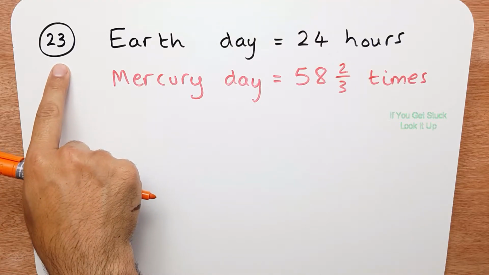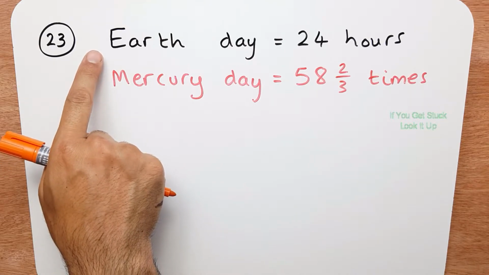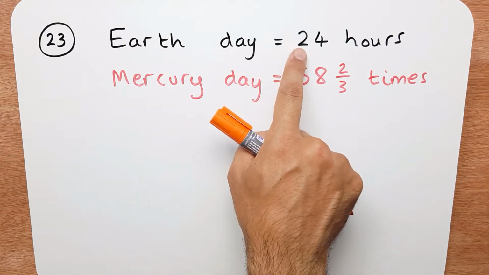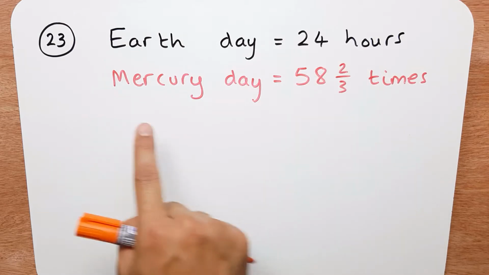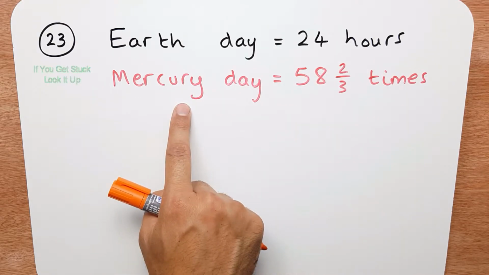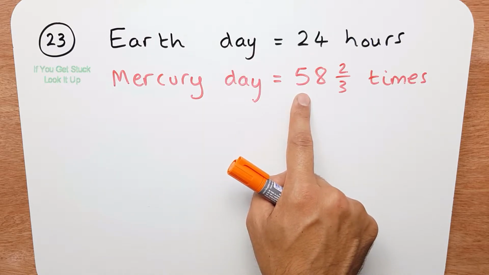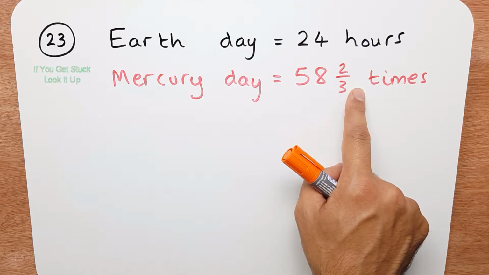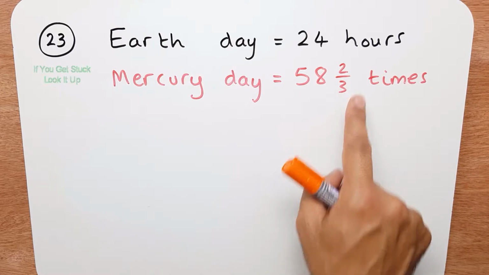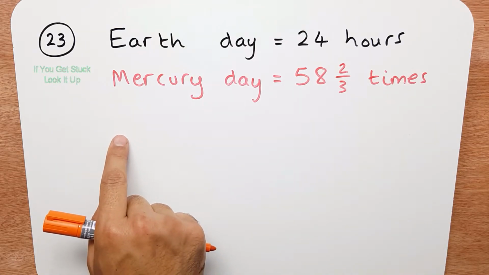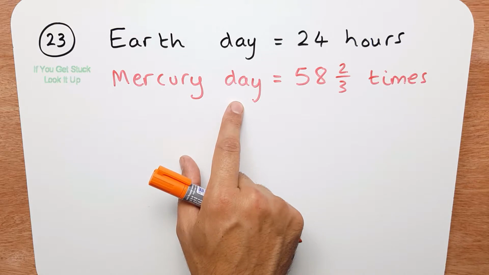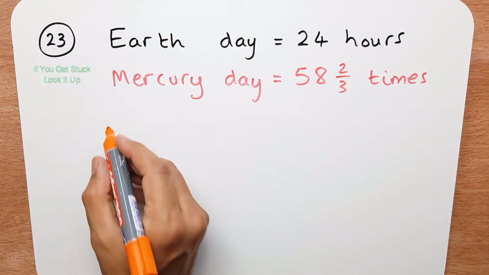In question 23, we're told on Earth the day is 24 hours long, and on Mercury, which is a planet in our solar system, the day is 58 2/3 times longer. So we need to work out how long the Mercury day is in hours. So our calculation is going to be this.